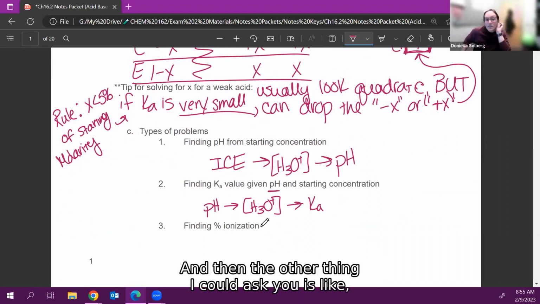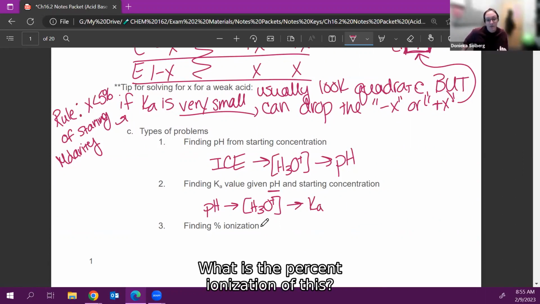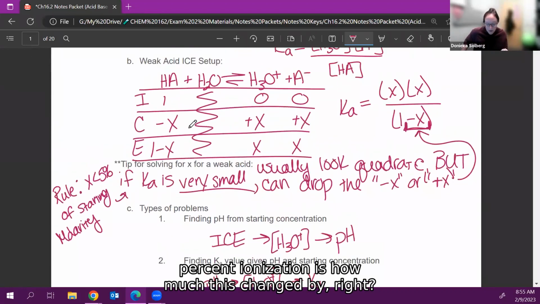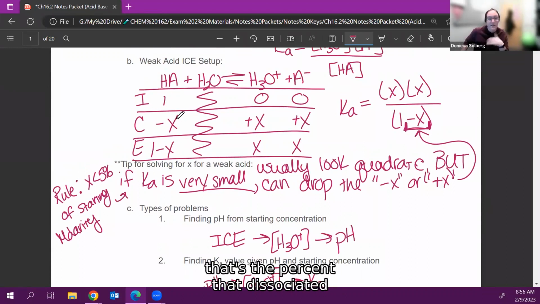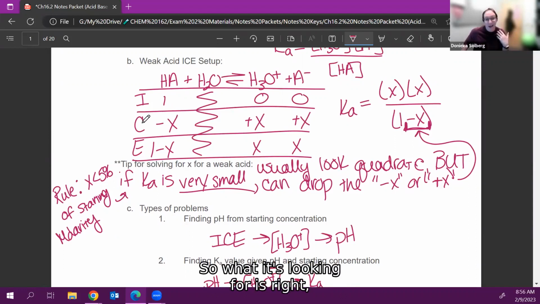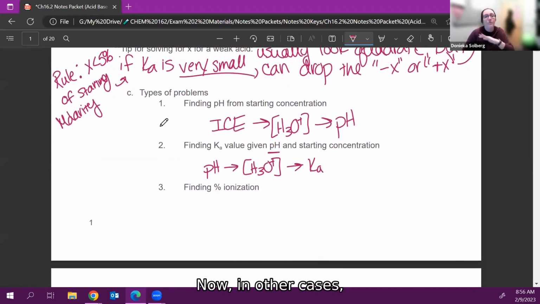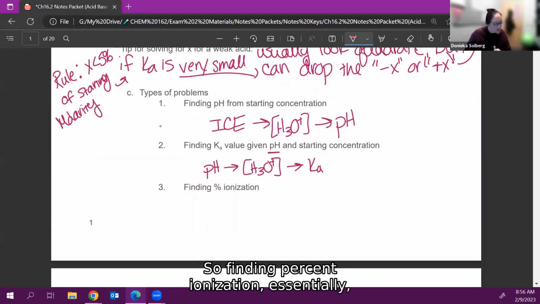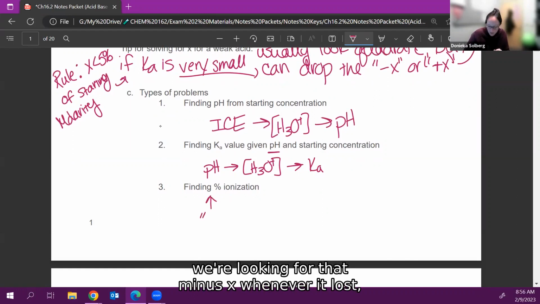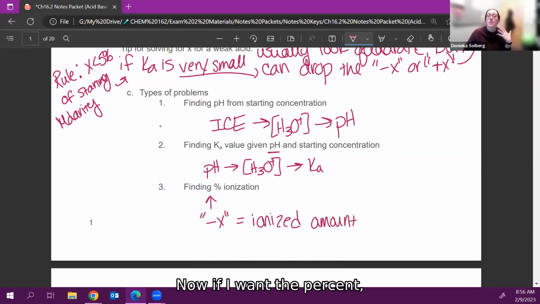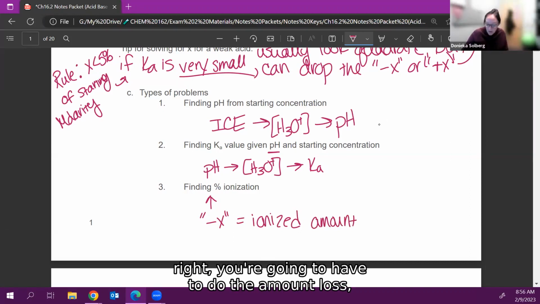And then the other thing I could ask you is, how much did it ionize? What is the percent ionization of this? And if you remember back to equilibrium, percent ionization is how much this changed by, right? If I started with 1 molar and it lost minus X, that's the percent that dissociated, or the percent that essentially broke down. So what it's looking for is X, whatever that X was. Now, in other cases, if it was a 2X, it was looking for the 2X. But again, these are always going to be 1-to-1. So finding percent ionization, we're looking for that minus X, whatever it lost. That X is the ionized amount.